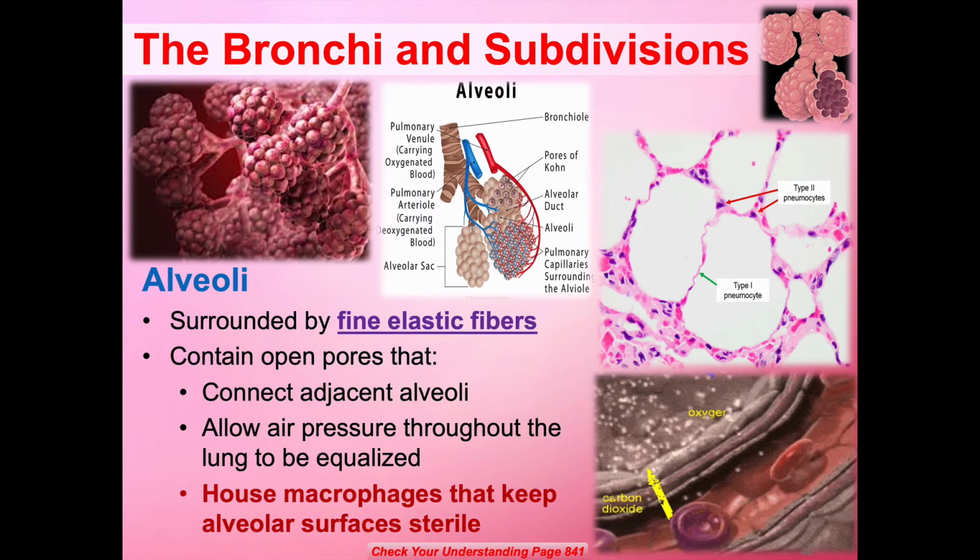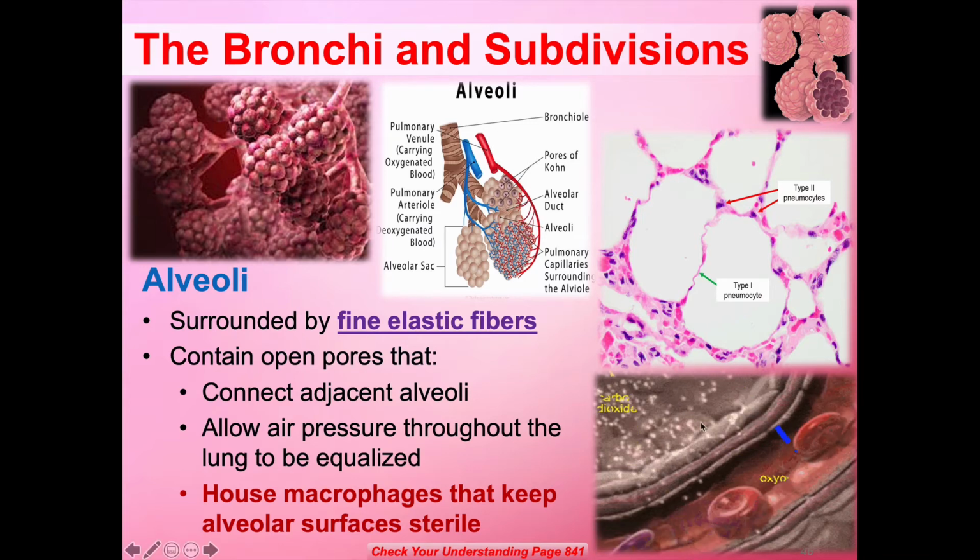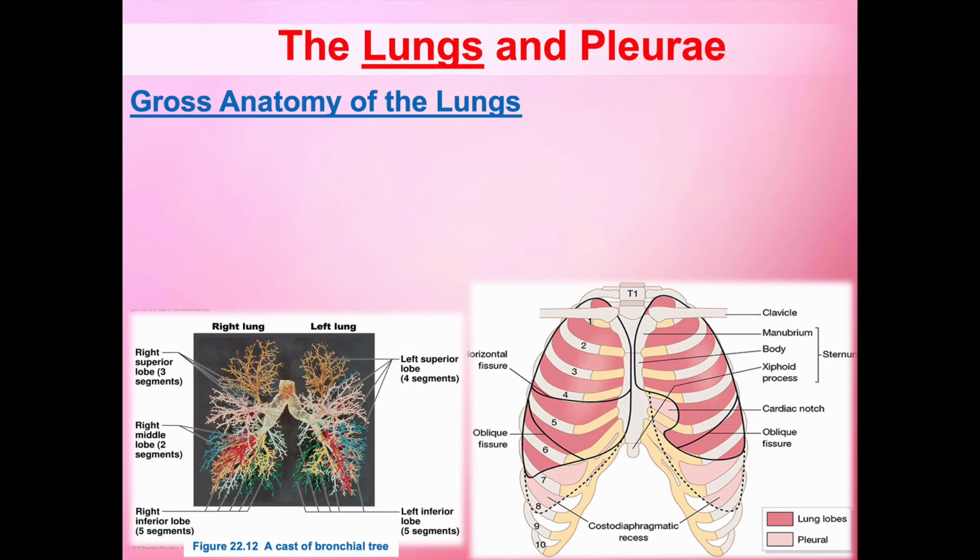Okay. Now, the alveoli are surrounded by fine elastic fibers and contain open pores that connect adjacent alveoli, allowing air pressure throughout the lung to be equalized, and they house macrophages that keep the alveolar surfaces sterile. Okay, so this is important. These are the elastic fibers. When the RBC travels in the capillary beds, it gives off carbon dioxide, picks up oxygen molecules, and goes back to the heart.